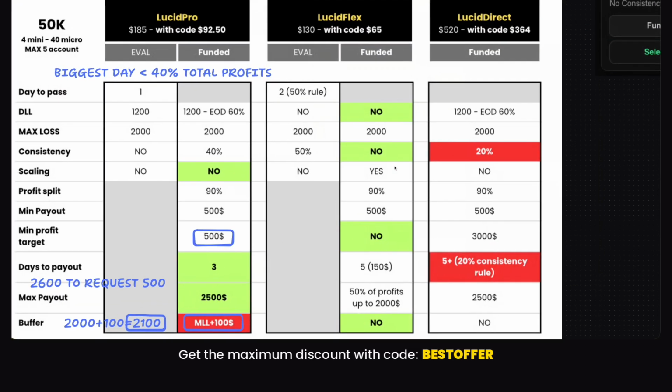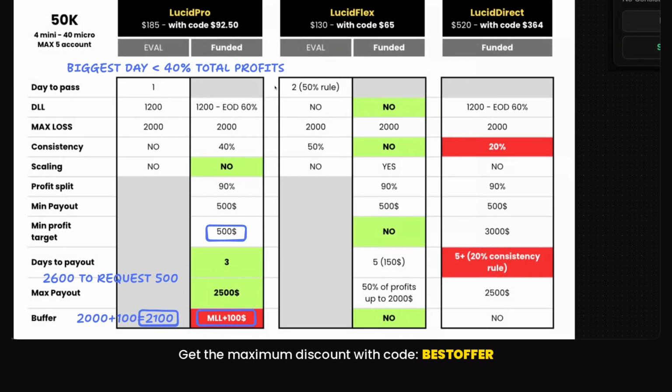Now, let's see the Lucid Flex. And here the things start becoming pretty interesting. Why is that? The days to pass are 2. Why? Because you have the consistency rule, all right? And anyway, you can think that, all right, but it's impossible to be so precise to pass in 2 days. Now, that's the great thing. By the way, to pass all these accounts, you need to make a profit target of $3,000, right?